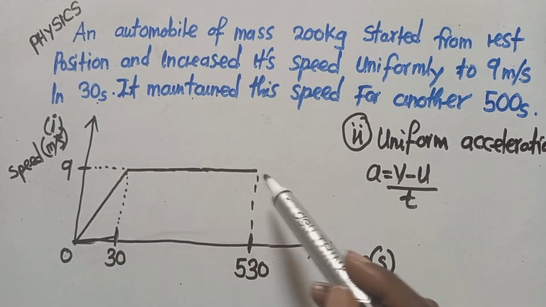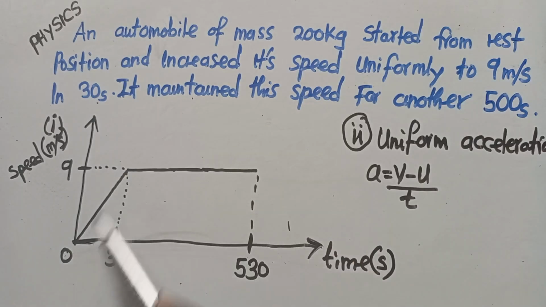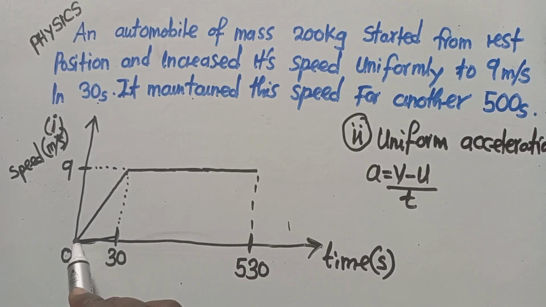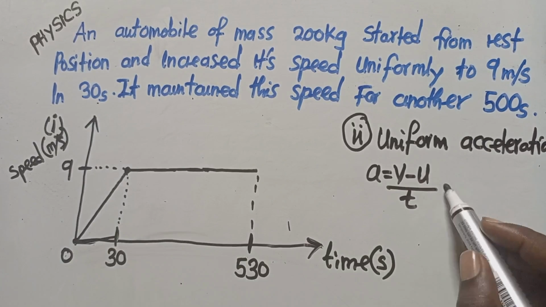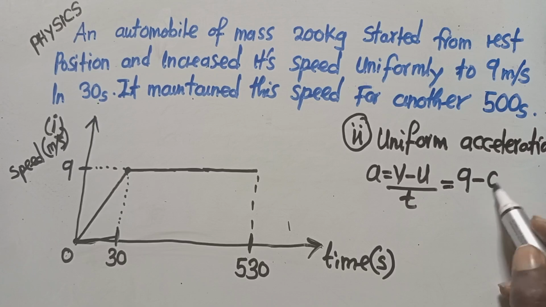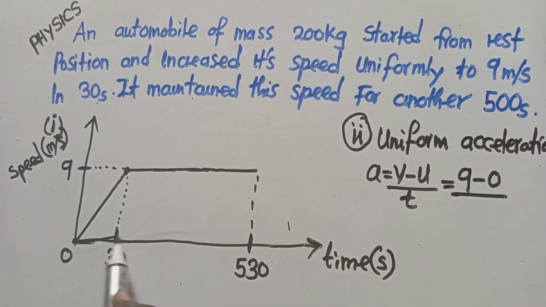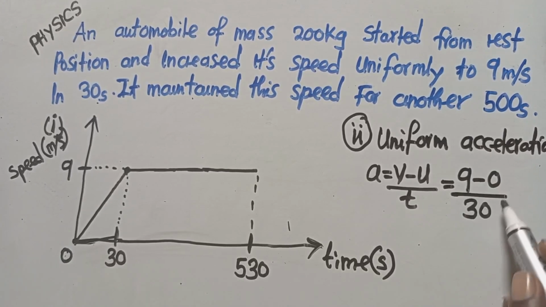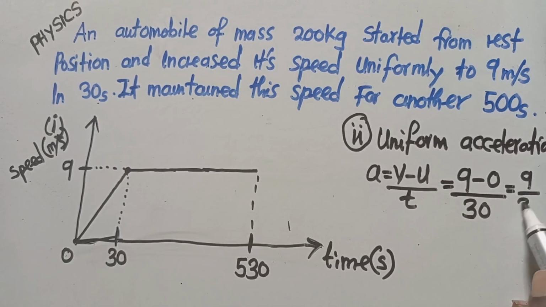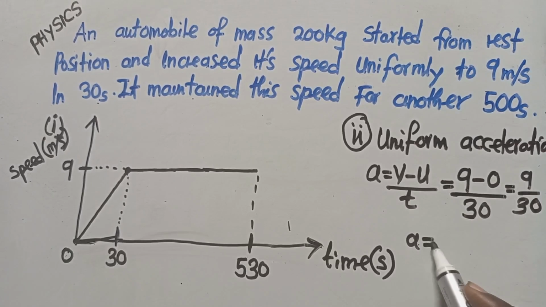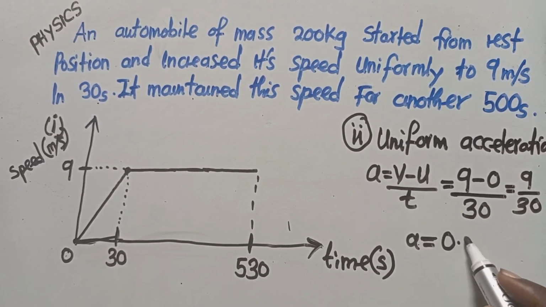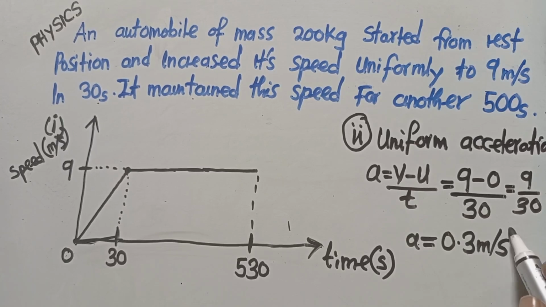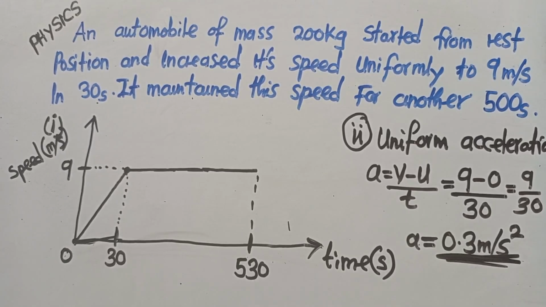It is just going up here. This one is not going down. We don't have a retardation here. It is starting from rest. This is our initial velocity, up to that point, which is our final velocity, or speed. It is one and the same. So acceleration is equal to 9 minus 0 over the time it has covered, which is 30. So 9 over 30. You get your calculator and punch it. What is 9 over 30? We are getting 0.3. So I just say 0.3 meters per second squared. Those are the units. So I'm done with acceleration.